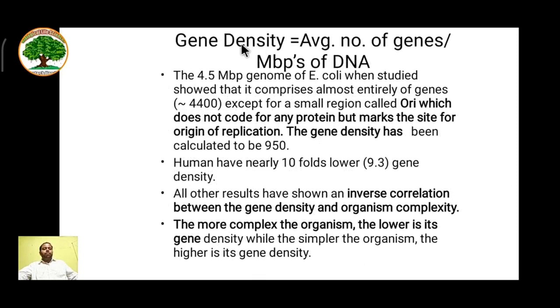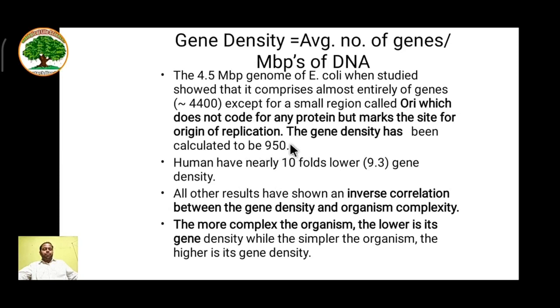Before we go to the next topic, that is gene density, it is the average number of genes per Mbps of DNA. The 4.5 Mbps genome of E. coli, when studied, showed that it comprises almost entirely of genes, approximately 4400, except for a small region called the OriC site, that is the origin of replication, which does not code for any protein but marks the site for origin of replication. The gene density has been calculated to be 950 in case of E. coli.